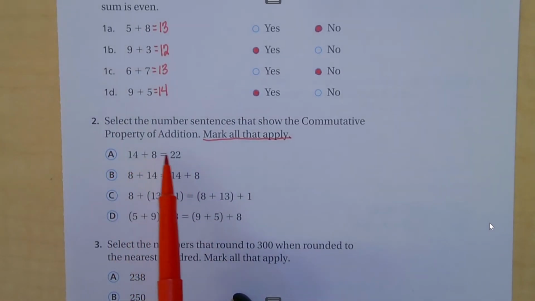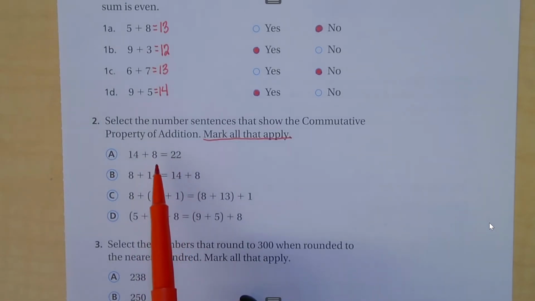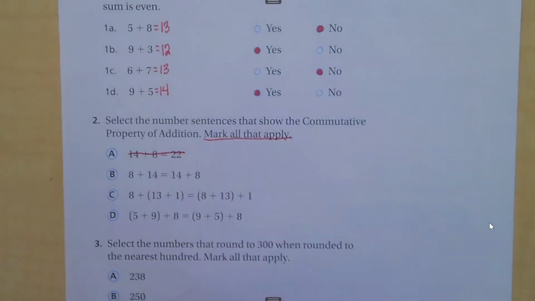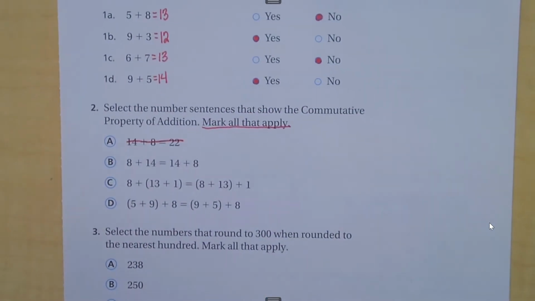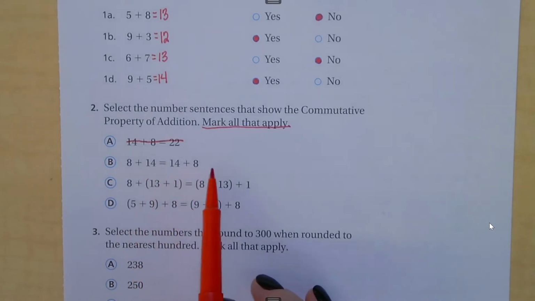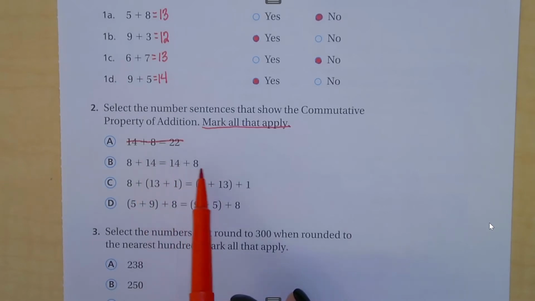A, 14 plus 8 equals 22. That is not demonstrating the commutative property. That is just a number sentence for addition. 8 plus 14 equals 14 plus 8. Is that demonstrating that the order of the addends doesn't matter? Yes.